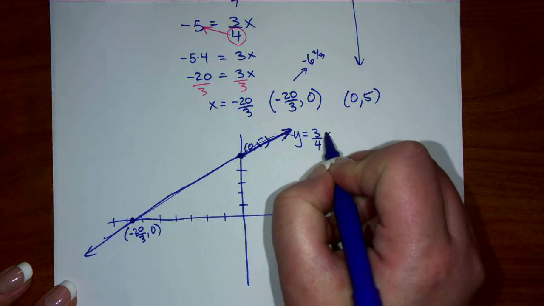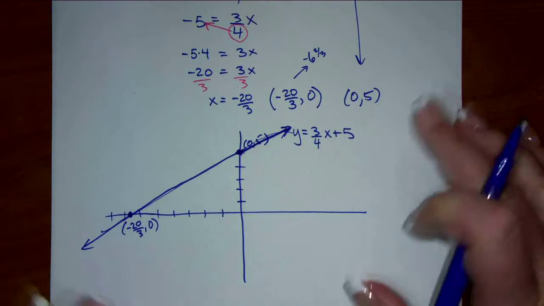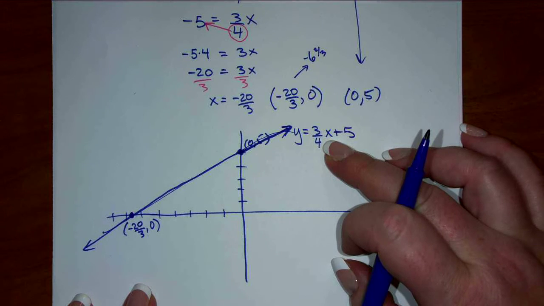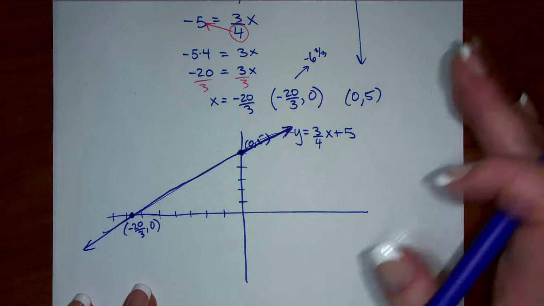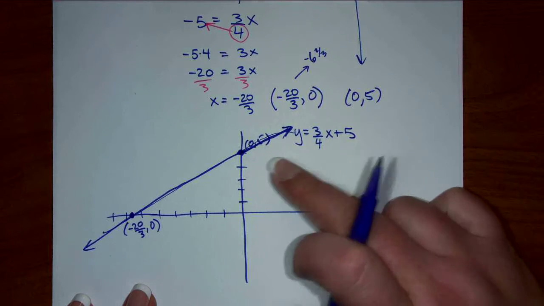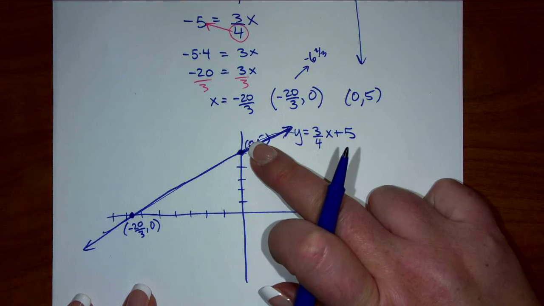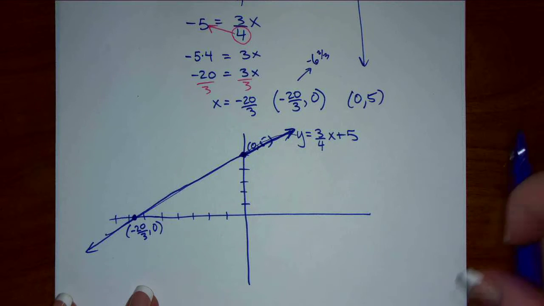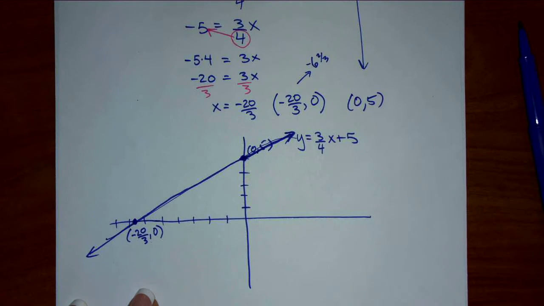So this line has a positive slope, 3/4. It's going up. It's not as steep as 1. It's not right in the middle. It's a little shallower. It goes through 5 on the graph. That's the y-intercept. We found the x-intercept over here. Now, if we wanted a line, it just said and a line perpendicular to it.